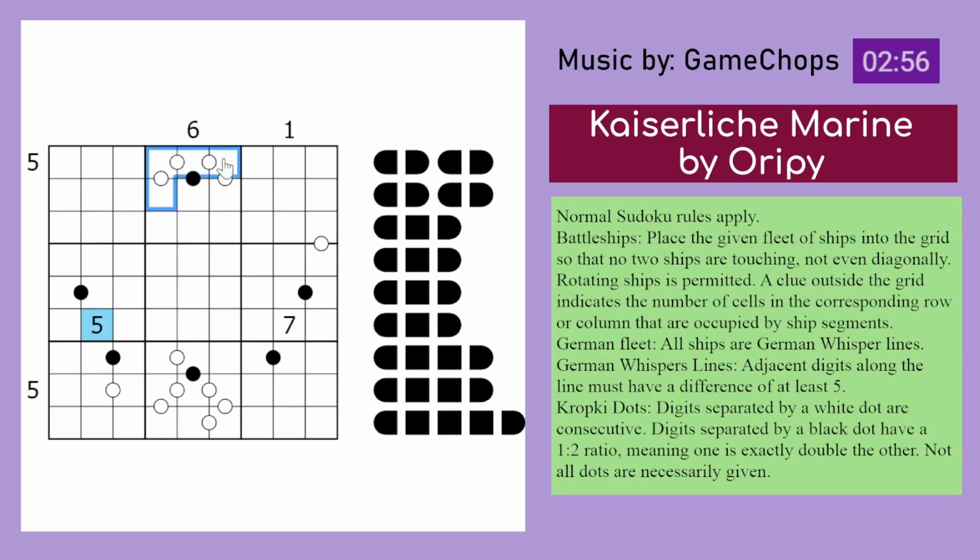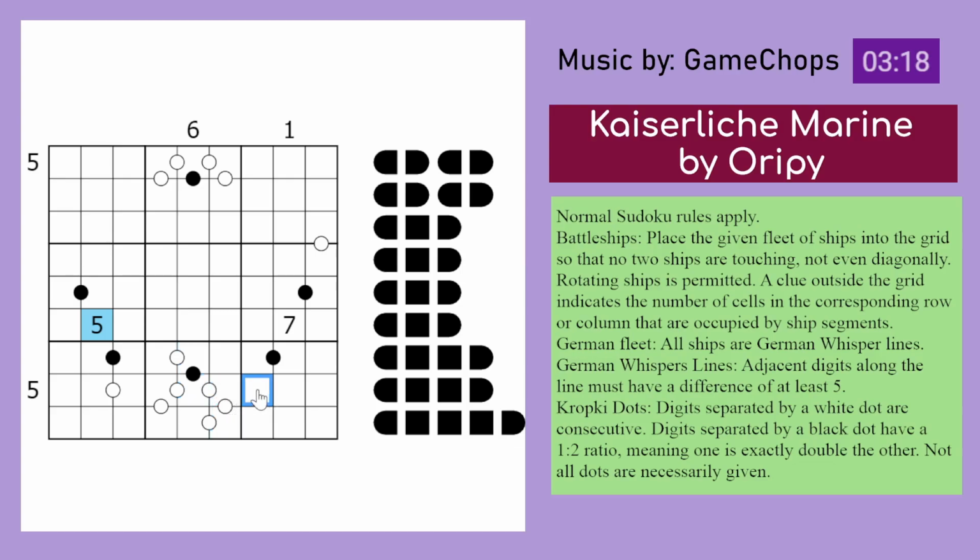Well, this forms a length of 5. Wow. Yeah, actually, let's think about it. Because these digits are consecutive due to Kropki. Oh, I never actually explained what a white Kropki dot means: digits have to be consecutive. I never actually said that. We know what black Kropki dots do. They are ratio 1 to 2. The white Kropki dots are consecutive.